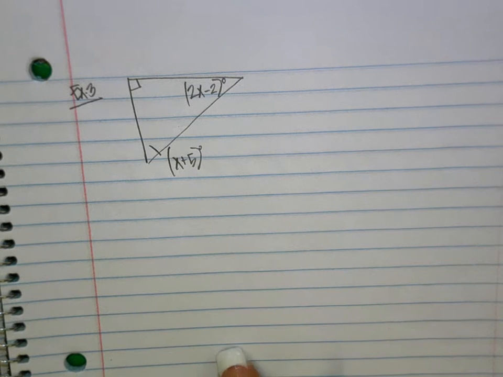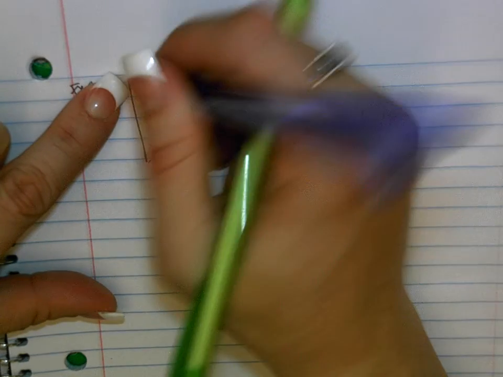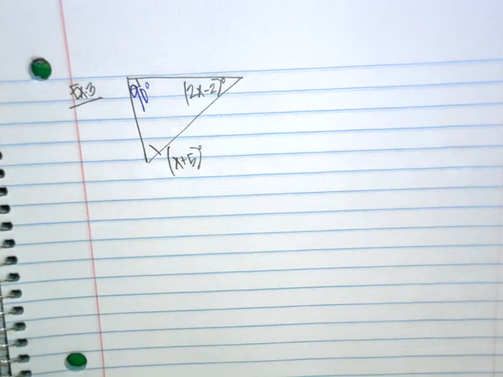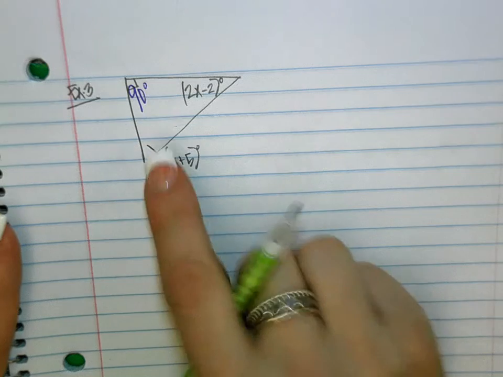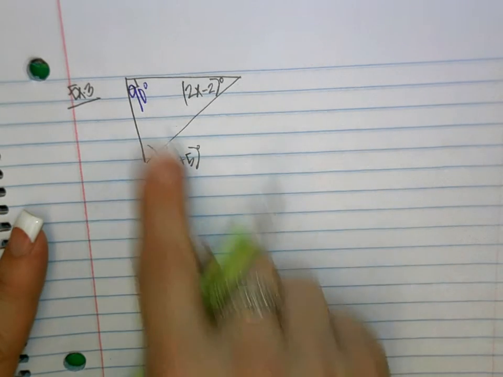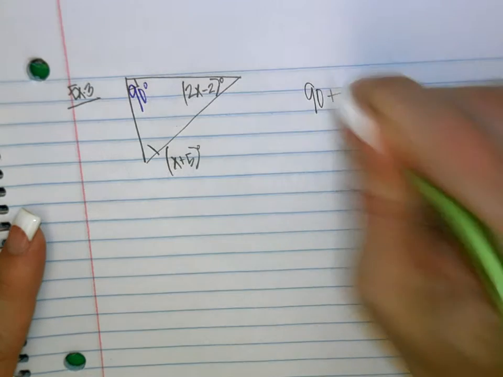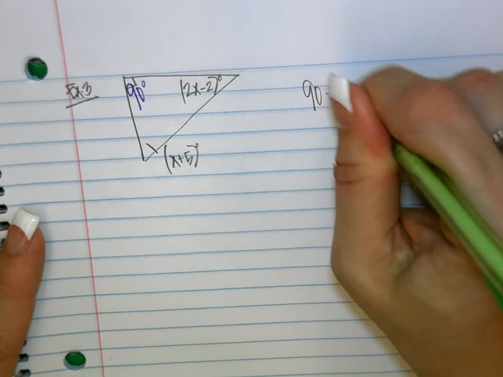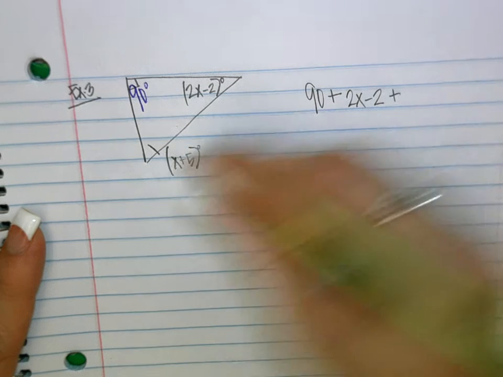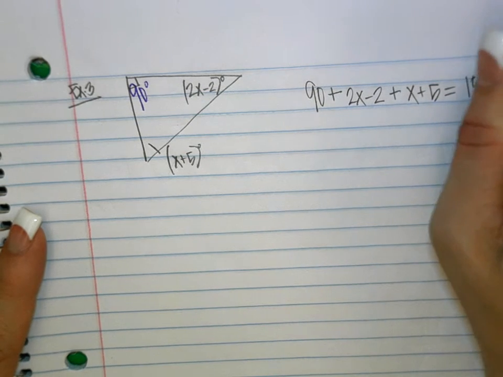We just went over this. This box in the corner tells me that this angle is what? 90 degrees. Okay, we're going to set up our equation. So all of these added together will equal 180. You can start from any corner you'd like as long as you get all three of them. So I'm going to write 90 plus the 2x minus 2 plus the x plus 5. And we said that was equal to 180.